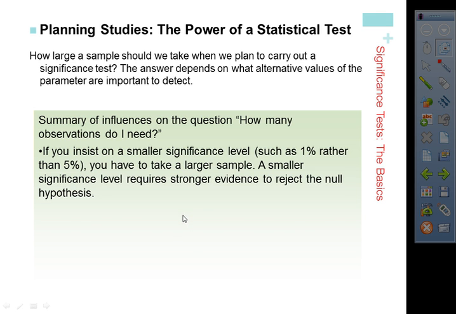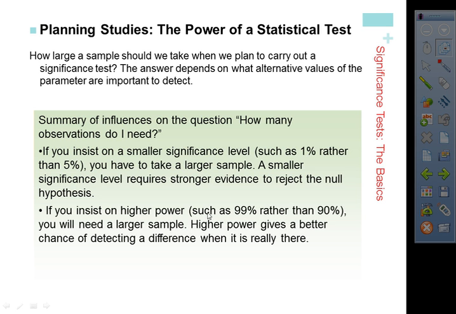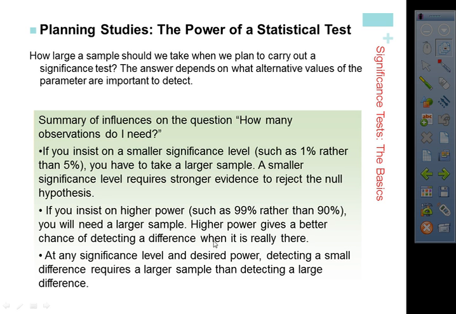And so if you insist on a higher power, such as 99% power rather than 90, you will need a larger sample. High power gives a better chance of detecting a difference when it's really there. And so that's what the power is doing. At any significance level and desired power, detecting a small difference requires a larger sample than detecting a large difference. So if we want to detect just a small difference, we need a large sample.